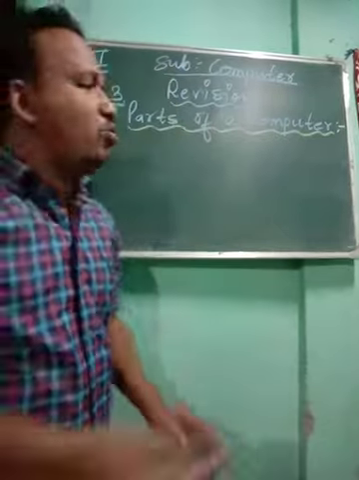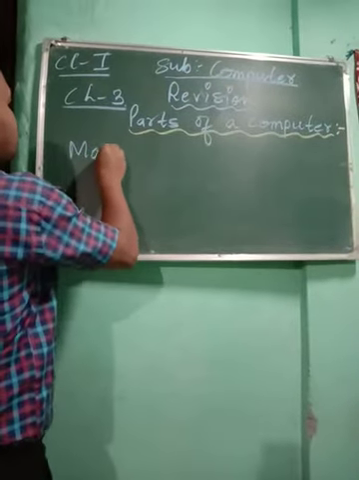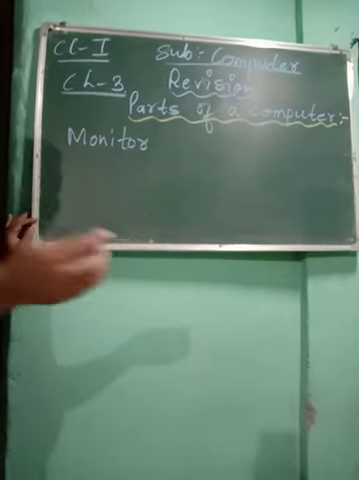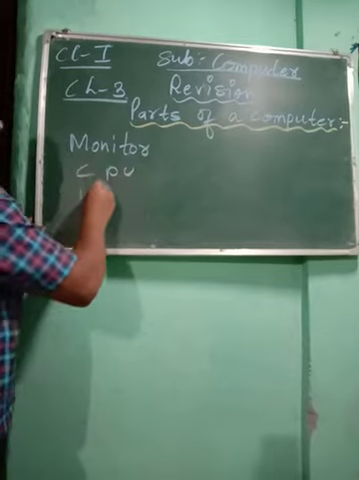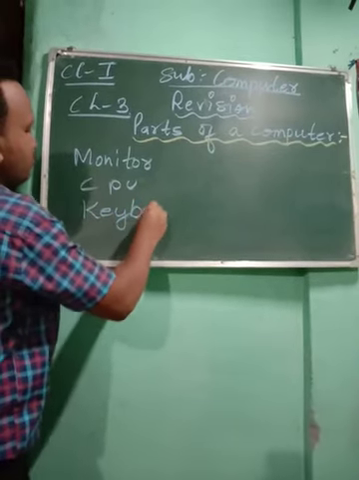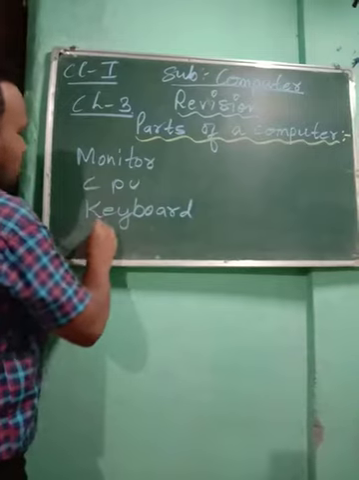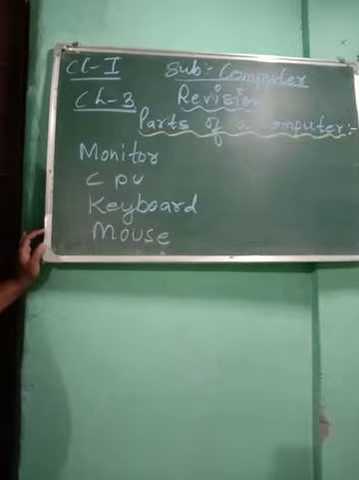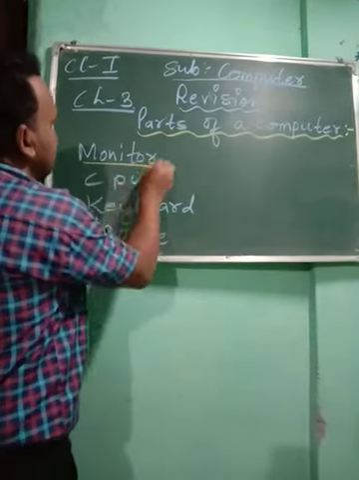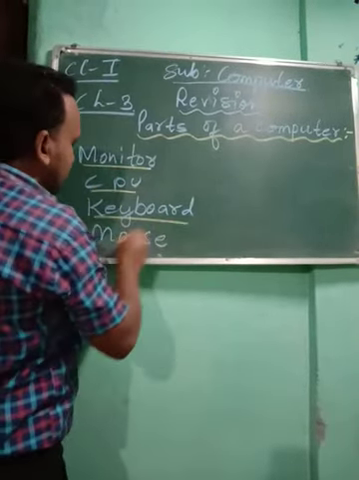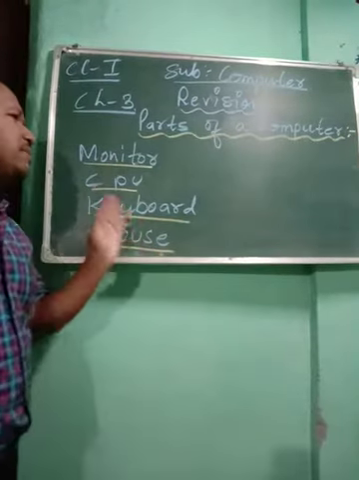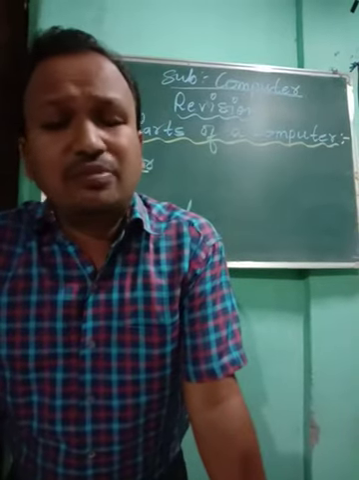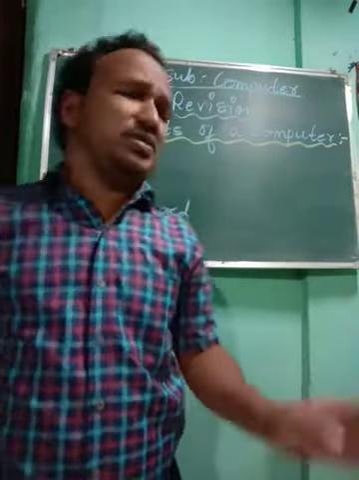So computers have a monitor. This is one of the important parts. It has a CPU, it has a keyboard, it has a mouse. So you see, monitor is there, CPU is there, keyboard is there, mouse is there. These are the main parts of your computer. Without these parts, a computer cannot work. There are other parts also, but these are the main ones.